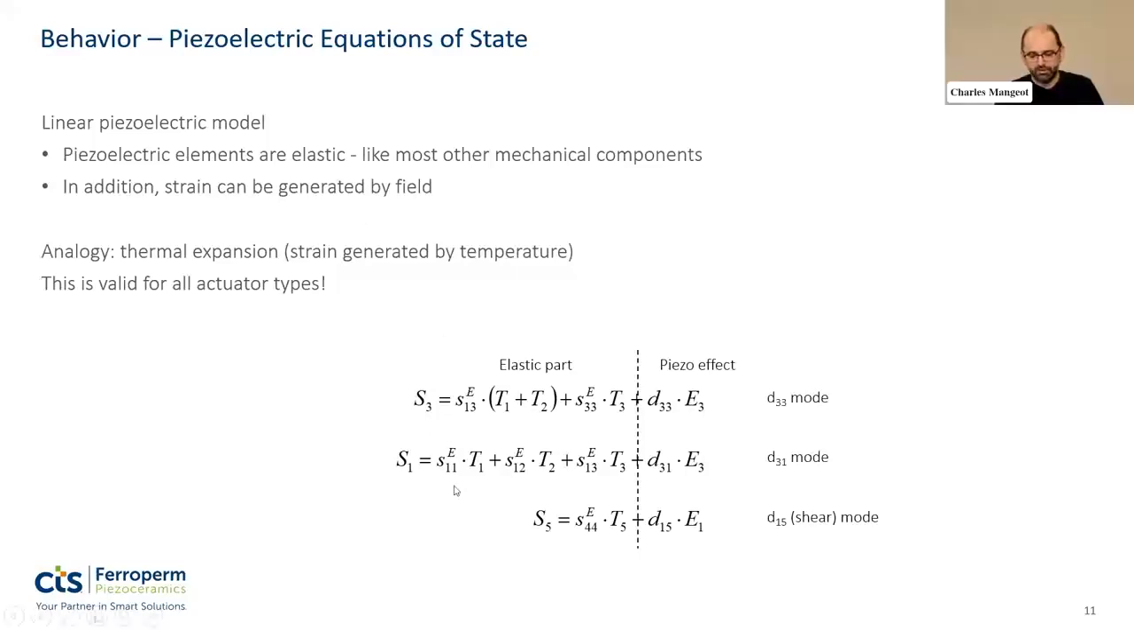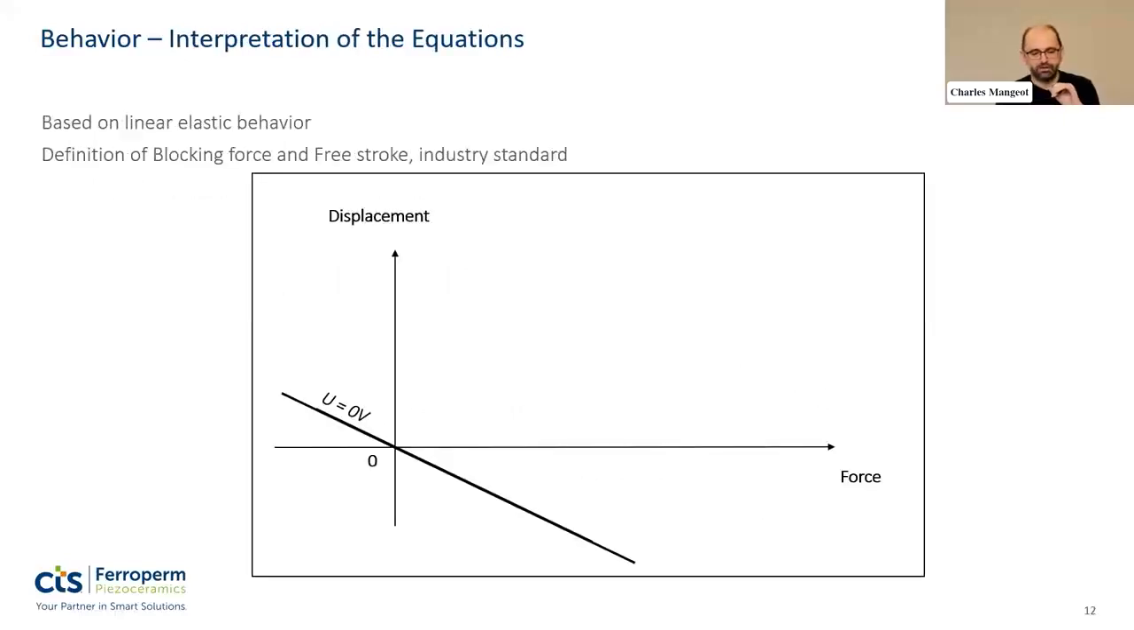Right, so the last point about these equations is that this is valid for all actuator types. So if you only focus on one line in these matrix equations, you will see that it is all the same, whether you're using a g33 mode actuator, a g31 mode actuator, or a g15 mode actuator. It's always an elastic part plus a piezo effect part. And that is important to understand.